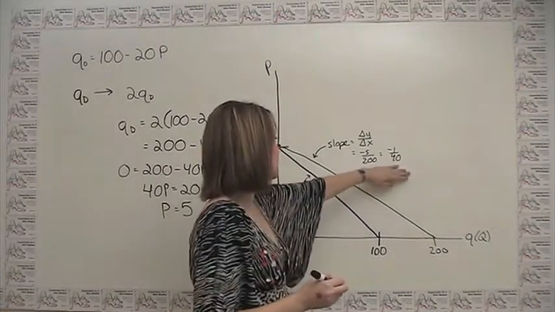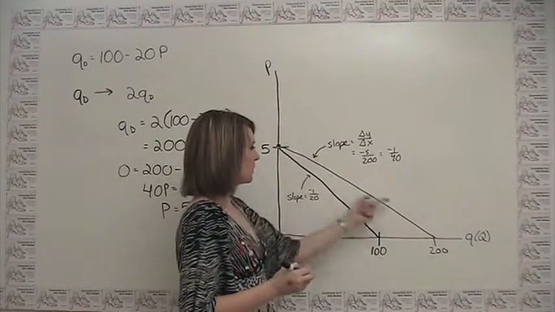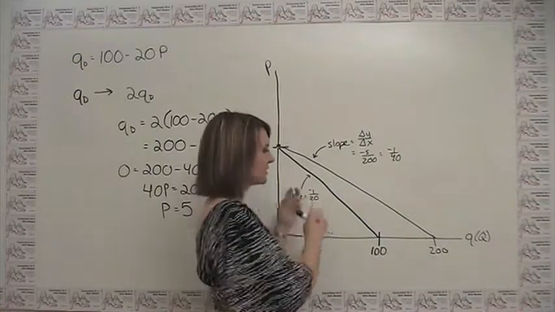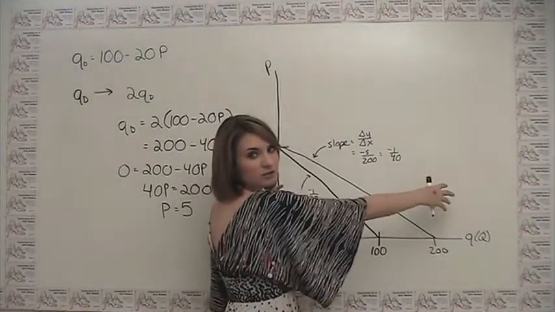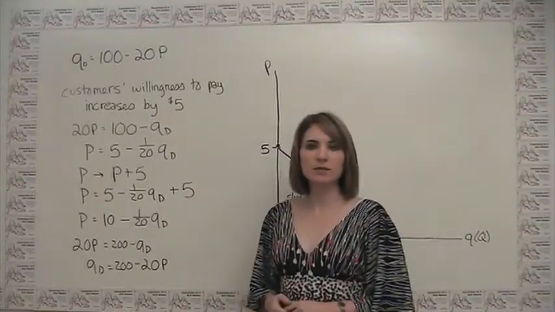This shouldn't be surprising that we get negative 1 over 40 as opposed to negative 1 over 20, because our demand curve got flatter. Essentially what happened is our demand curve got stretched across the quantity axis. Let's do one more example.